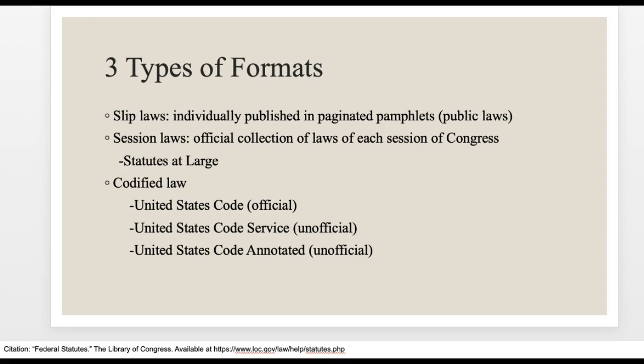Codified laws from 1789 to 1873 are covered in the Revised Statutes of the United States. The two annotated, commercially published versions of codified laws are the United States Code Annotated and the United States Code Service.